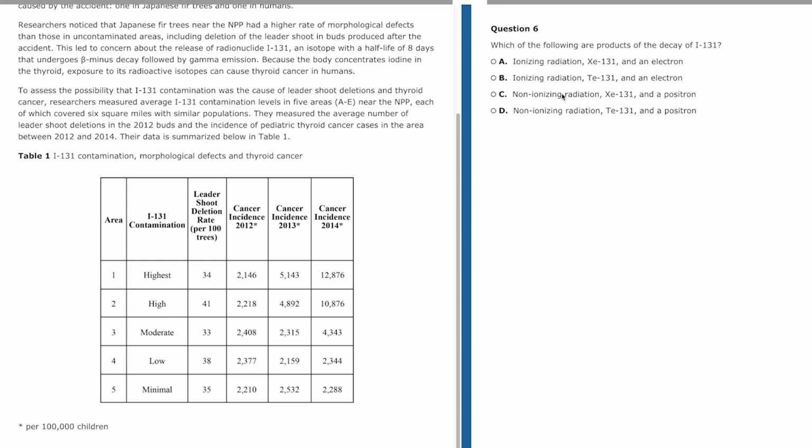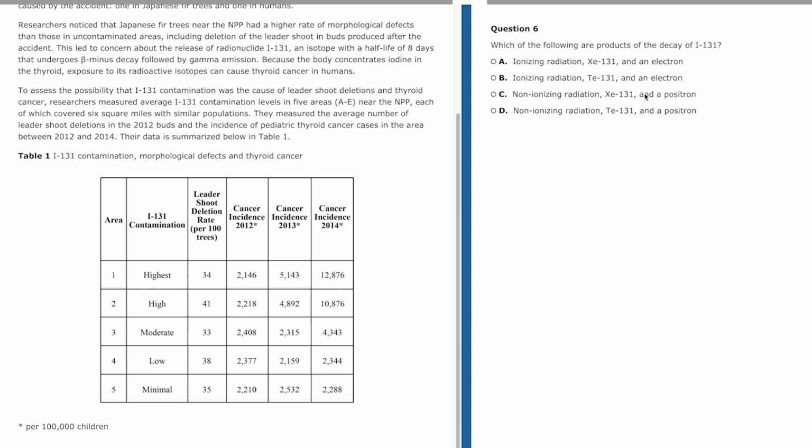So A and B are both ionizing radiation. C and D are non-ionizing radiation. As far as I know, to be cancerous and to cause effects, it has to be ionizing. So that's just a knowledge thing right off the bat. I'm not even going to waste my time with C and D. I'm going to stay with A and B because we know that this iodine-131 is causing cancer.